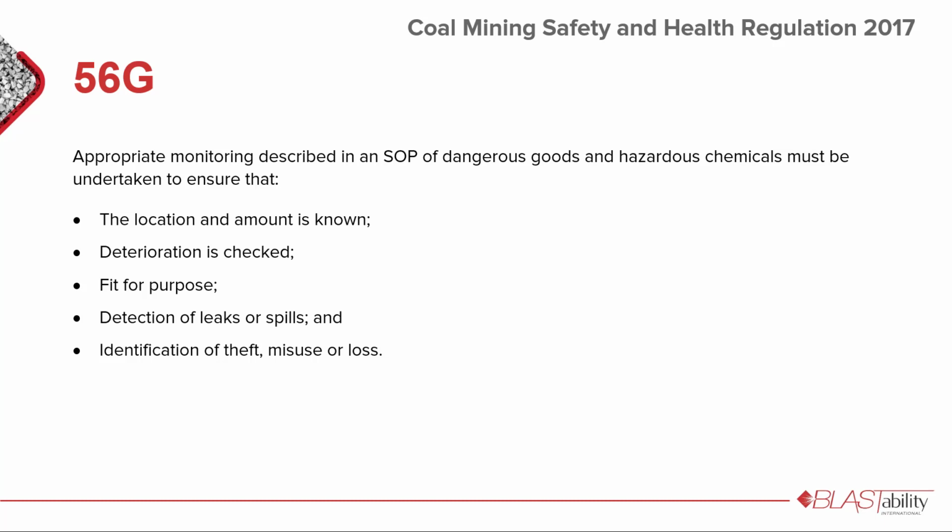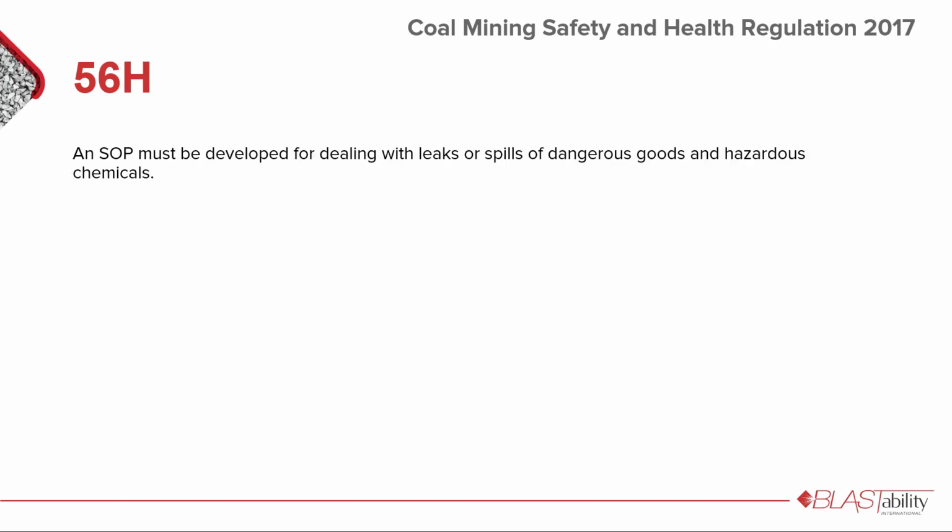56G. Appropriate monitoring described in an SOP of dangerous goods and hazardous chemicals must be undertaken to ensure that the location and amount is known, deterioration is checked, fit for purpose, detection of leaks or spills, and identification of theft, misuse, or loss. 56H. An SOP must be developed for dealing with leaks or spills of dangerous goods and hazardous chemicals.